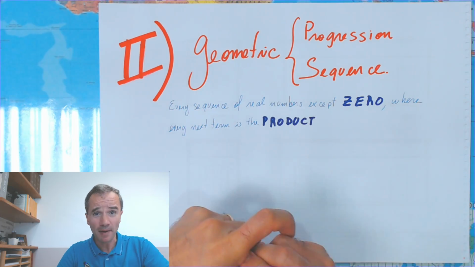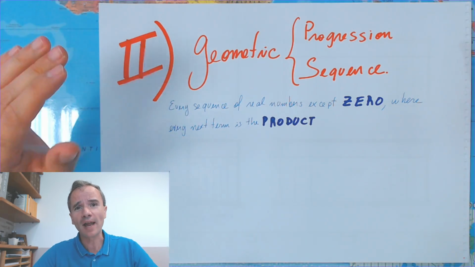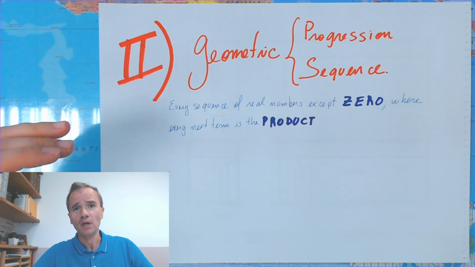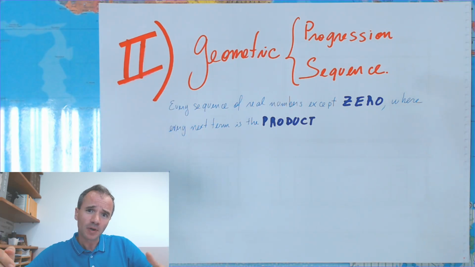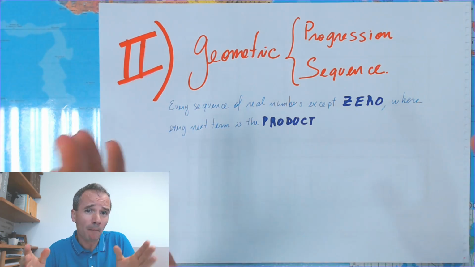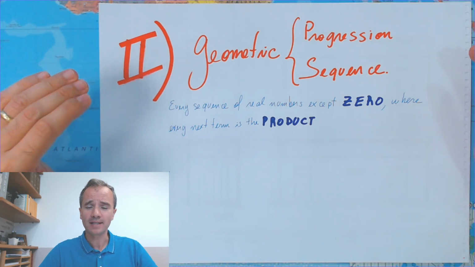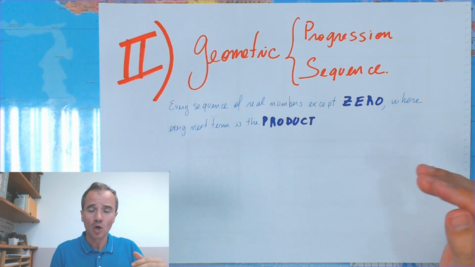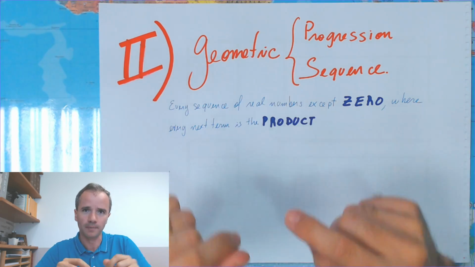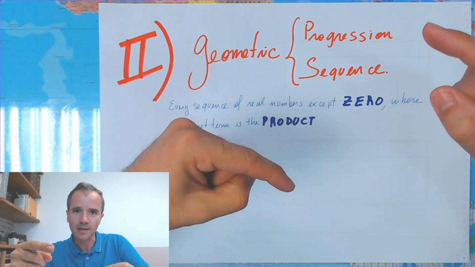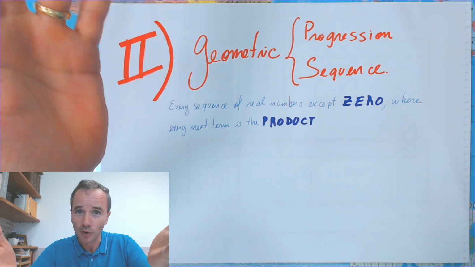And why am I emphasizing the word product? Because it is a product. Before we had 2 plus 2, 4, 4 plus 2, 6, 6 plus 2, 8, 8 plus 2, 10. The common difference was plus 2, a simple adding problem. Now we're going to see that to build the geometric sequence, we're going to have to multiply each term. So now it's going to be 2 times 2, 4. Then 4 times 2, 8. Then 8 times 2, 16. 16 times 2, your turn.